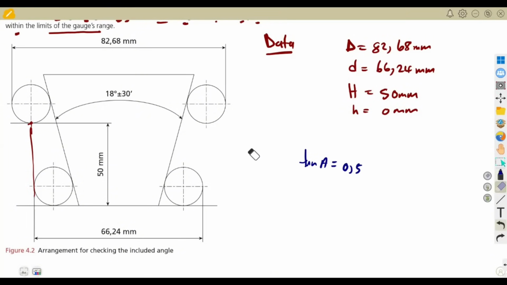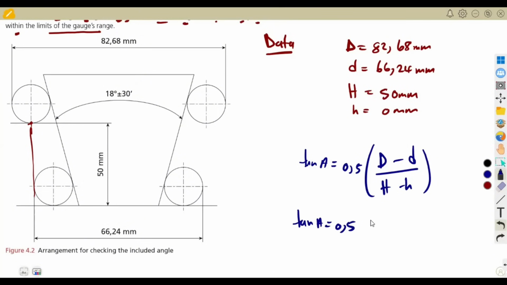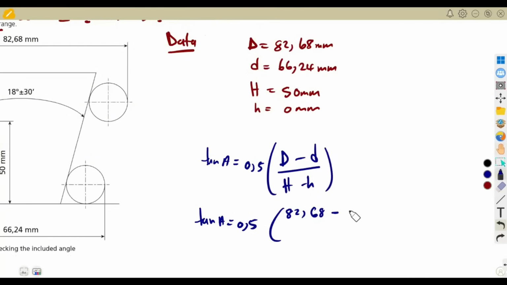So remember that we say the included angle is twice of this. So this represents your half angle. So this is D minus d into H minus h. Remember our formula, that's what we have there. So we can calculate A, that is, tan A is equal to 0.5 into D, that is the diameter of 82.68 millimeters, minus the smaller one, that is 66.24, everything over H, which is 50 minus 0.